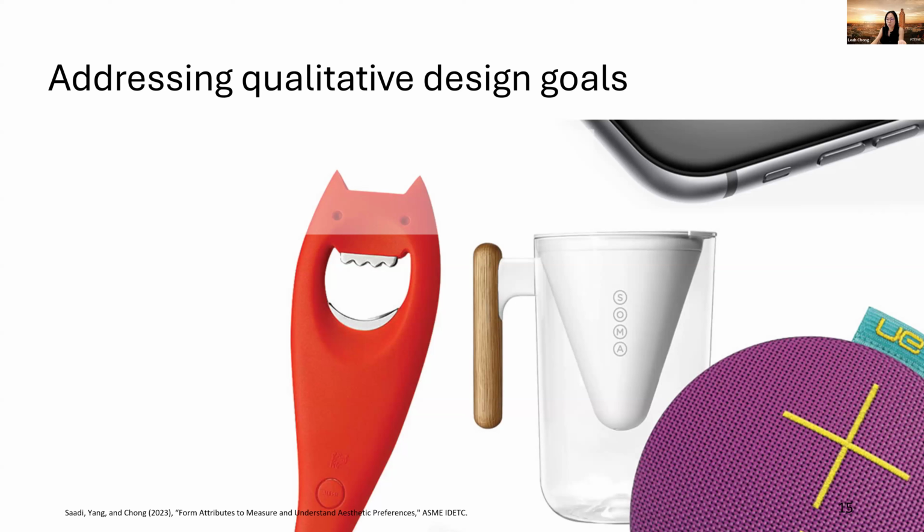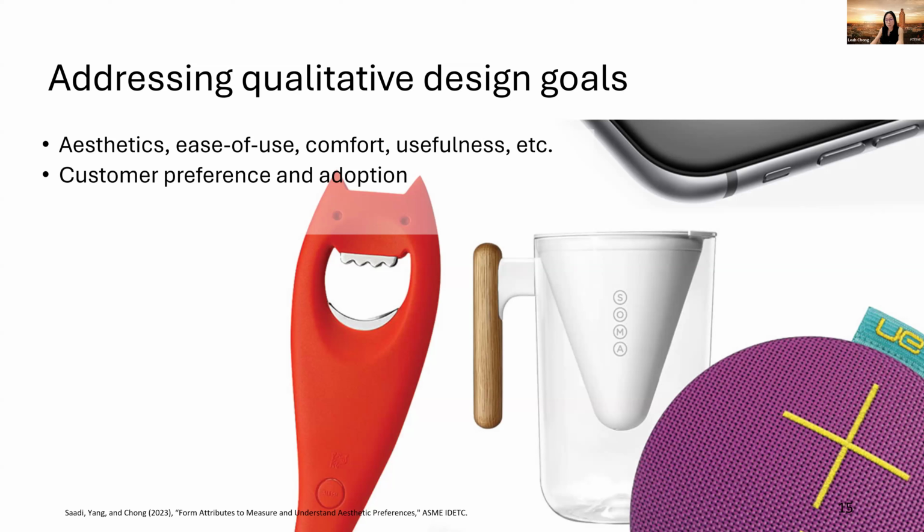However, in the design process, as we all might imagine, there are a lot of different qualitative design goals at hand, such as aesthetics, ease of use, comfort, usefulness. And these are very important for the design process as well, not just the quantitative aspect, especially because it really determines the customer's preference and the adoption of these products. So AI tools eventually will need to somehow understand the qualitative design goals as well for better collaboration with the human designers.